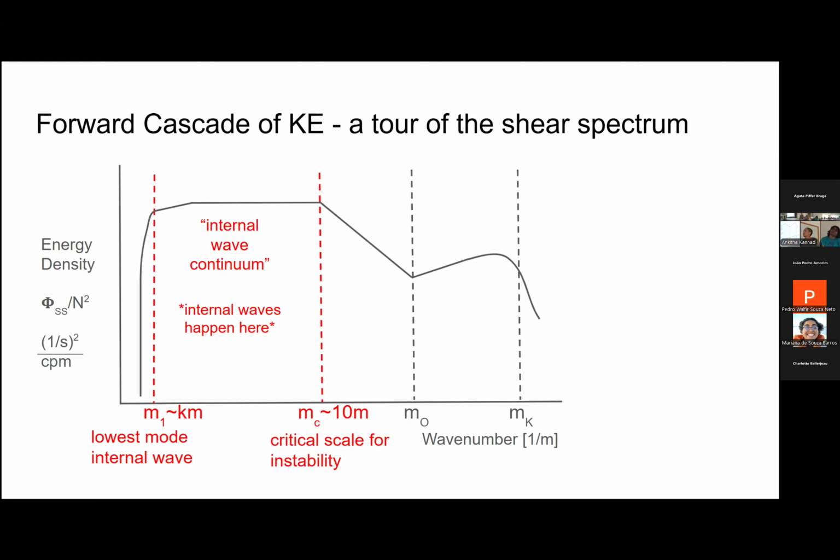Like I said earlier, the areas that have different shapes of the spectrum correspond to different dynamics going on. Two of those areas have common names that you might hear people use in literature and casual conversation. The area on the left that has this flat slope is called the internal wave continuum. That's where internal waves are happening, where your wave-wave interactions are happening. The lowest boundary, the largest scale leftmost boundary of this region, would be the lowest mode of an internal wave that you could have happening.